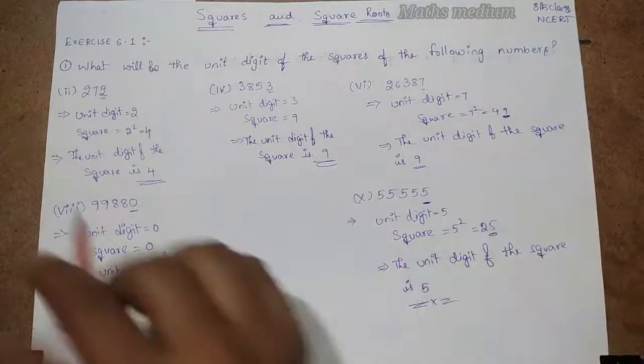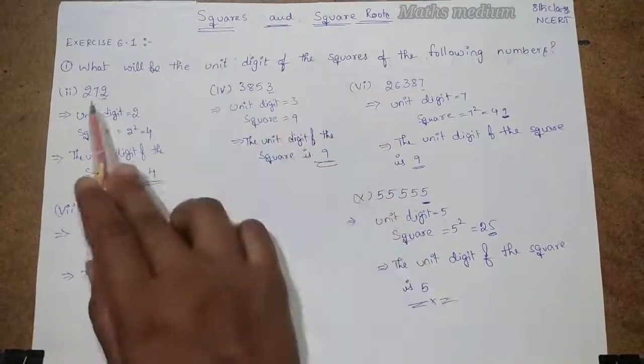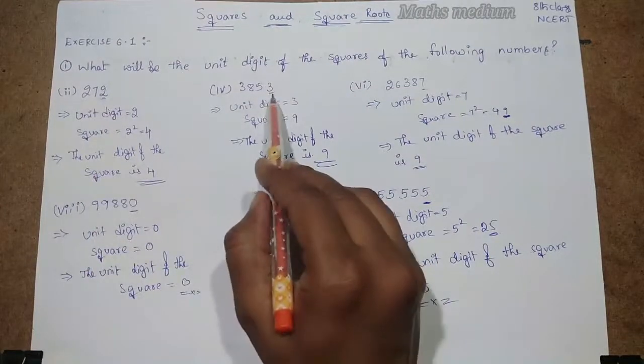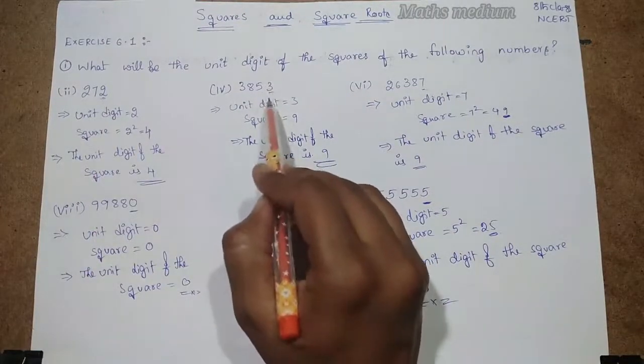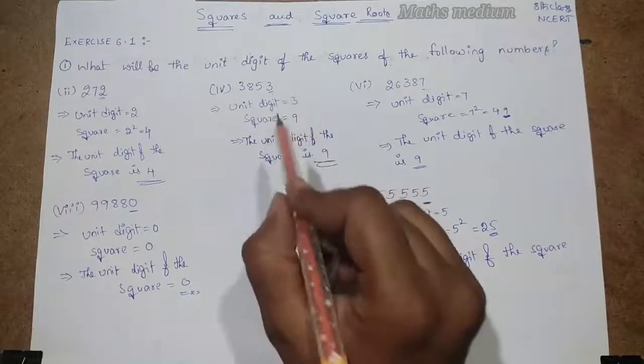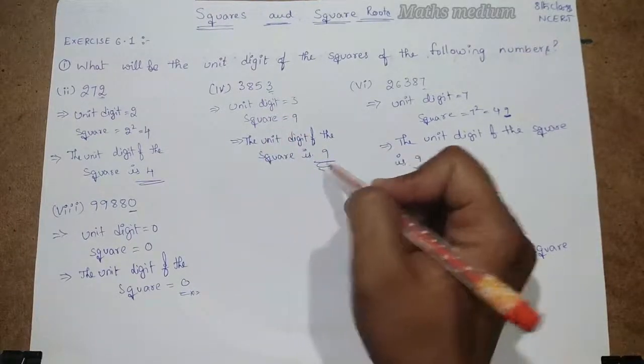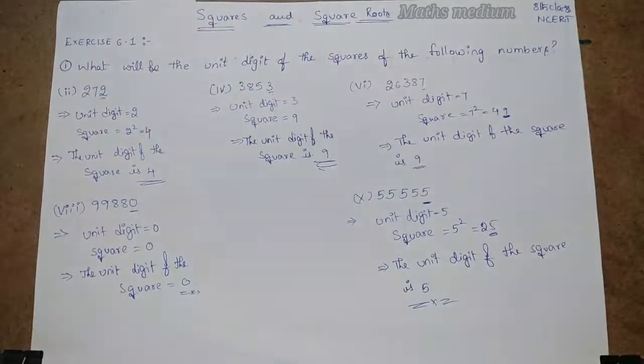This is about this session. I hope you understand. Unit digit of the square is nothing but take the given number and find the ones place number. Make it as a square. In that square, what is the unit digit is the answer. So I hope you understand about this session.